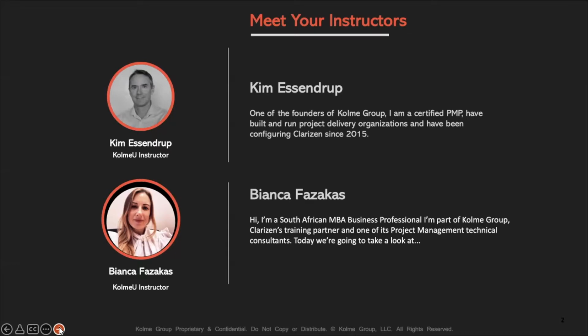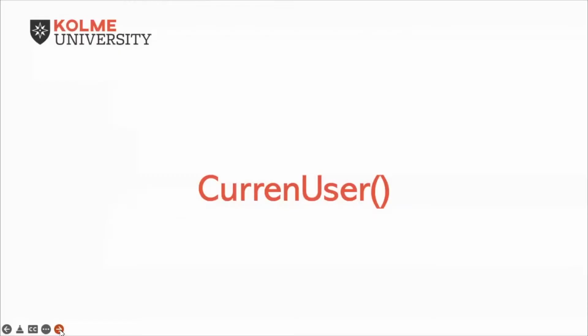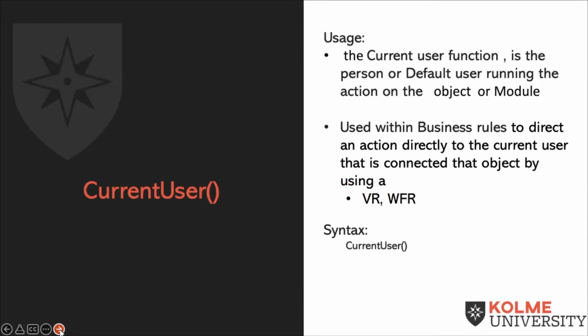Today we're going to take a look at the function CurrentUser. This is a very useful function. So what is CurrentUser? What is the usage? The CurrentUser function is the person or the default user running the action on the object of a module. To simplify that, it's basically the person who is logged in and working on the module.